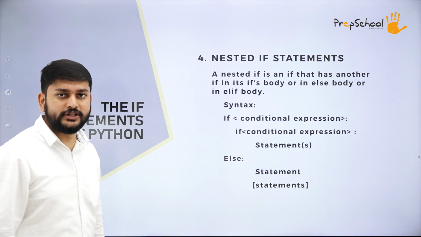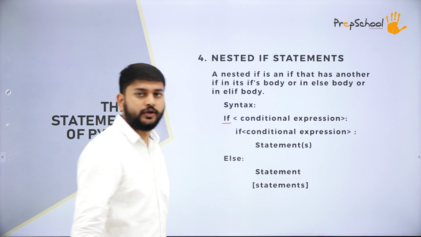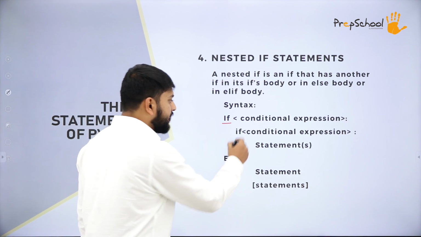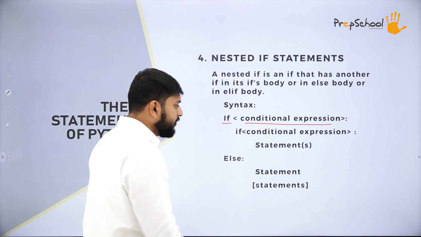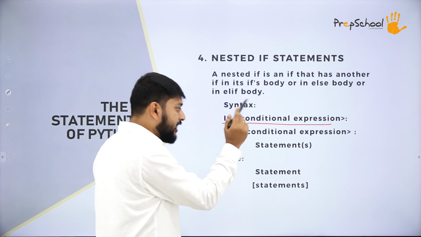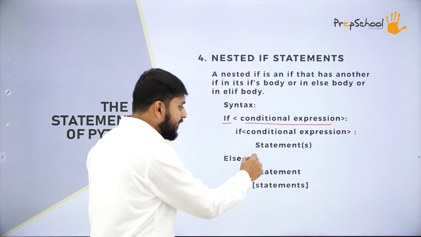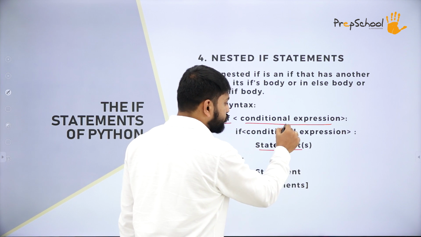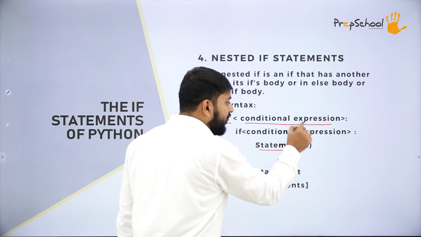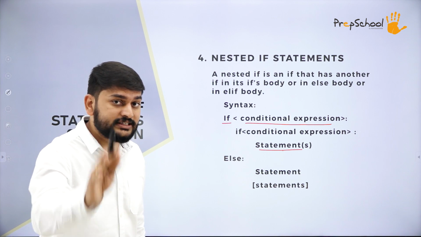Let's have a quick look at the syntax of that. Sir, I will be writing the keyword if, then I will give my condition here followed by a colon. Then after that, I have given one tab space. Inside this if, I have given one more condition. Then I have given the statements. So this statement will be executed only when both the conditions are satisfied.